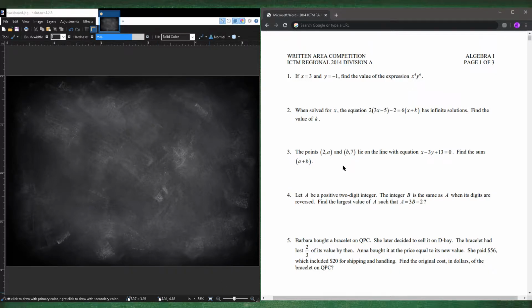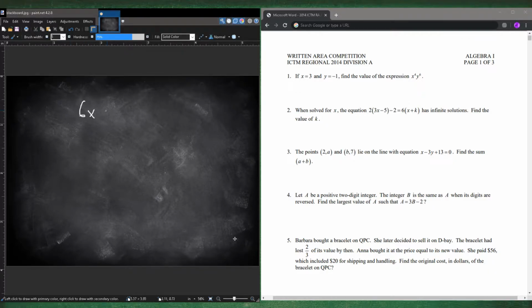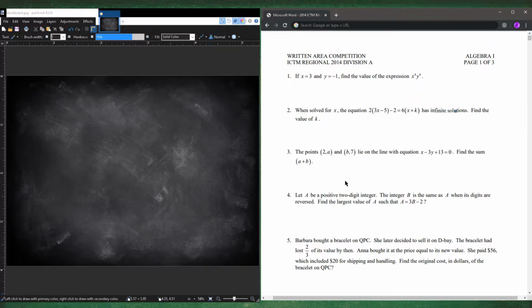Number 2, solve for x: the equation 2 parentheses 3x minus 5 minus 2 is equal to 6x plus k has infinite solutions. Find the value of k. So let's expand this out on the left side. So that's 6x, that's minus 10, then minus 12. That's equal to 6x plus 6k, right? So k has to be equal to negative 2, because negative 2 times 6 is negative 12. So the answer for number 2 is negative 2. Okay. That's the idea of just having infinite solutions. So the equations have to be the same.